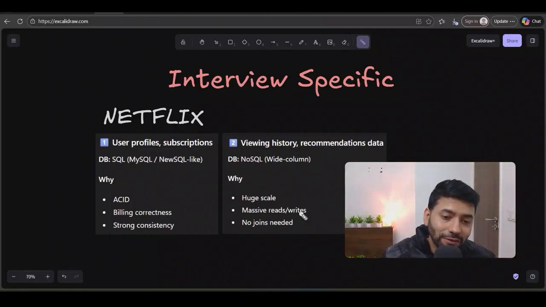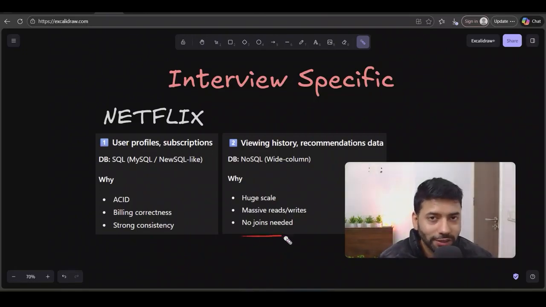And because there can be massive writes as well, wide column is good in that, as the data may keep on increasing, okay? Also, as we can keep all the data in one place, there would be no need of joins here. So wide column database is good for this feature.